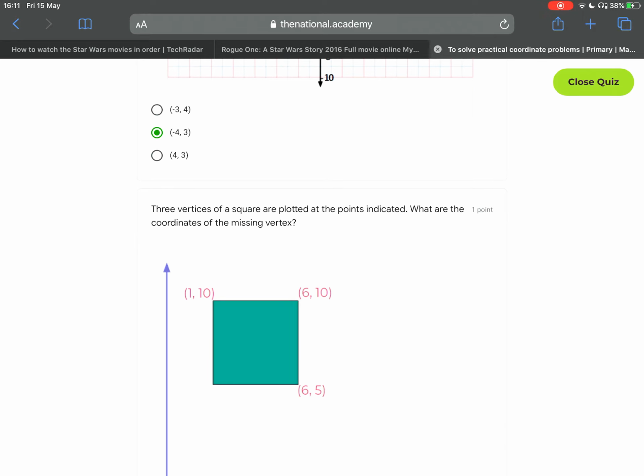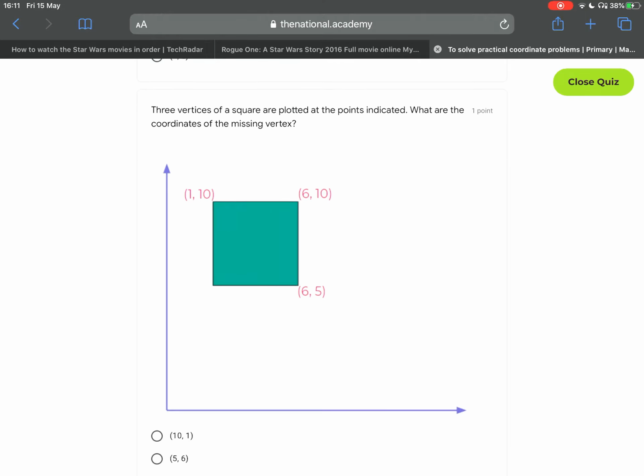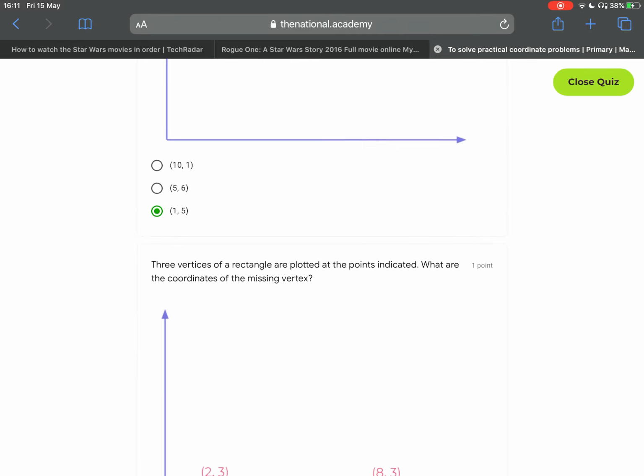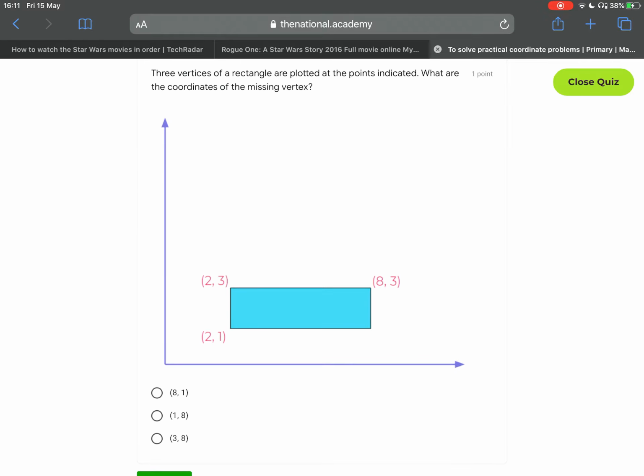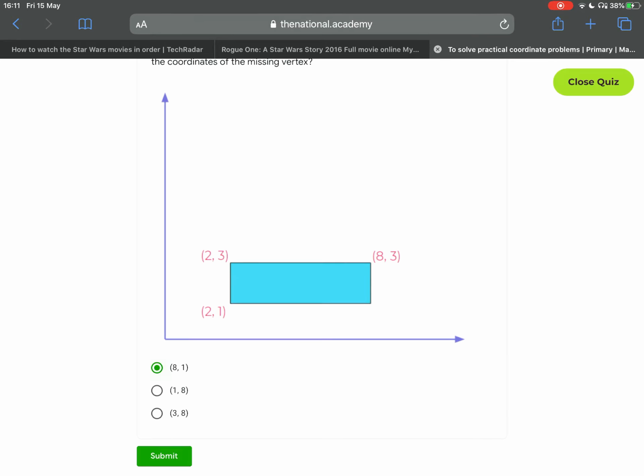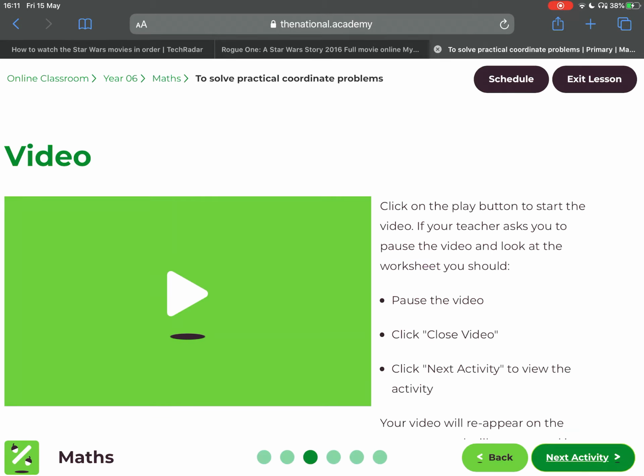3 vertices of a square are plotted at the points indicated. What are the coordinates of the missing vertex? That would be 1, 5. 3 vertices of a rectangle are plotted at the points indicated. What are the coordinates of the missing vertex? They would be 8, 1.